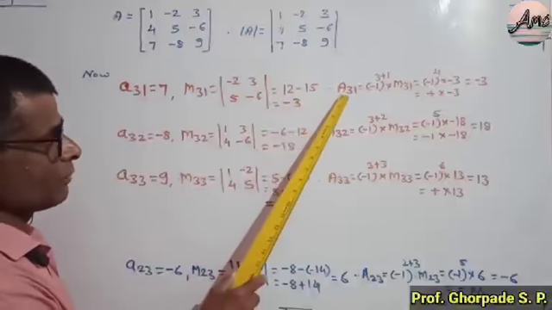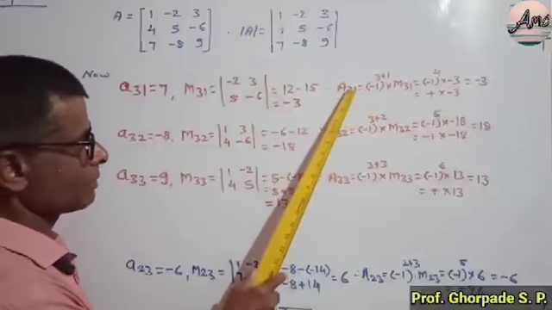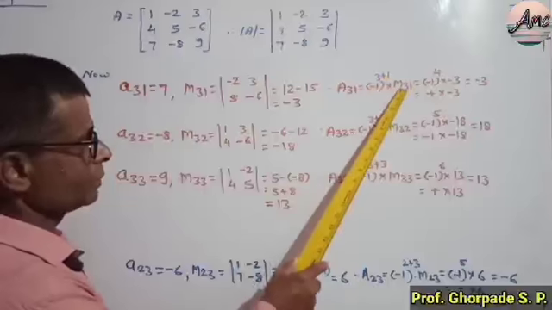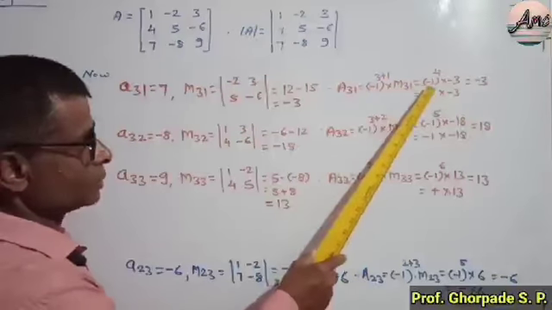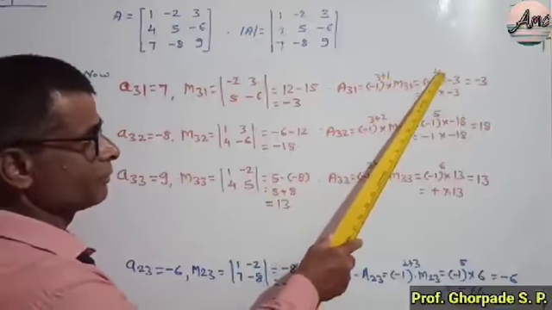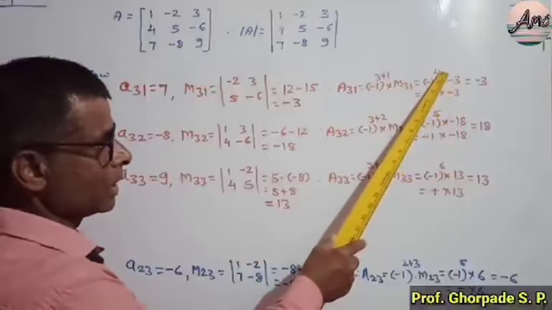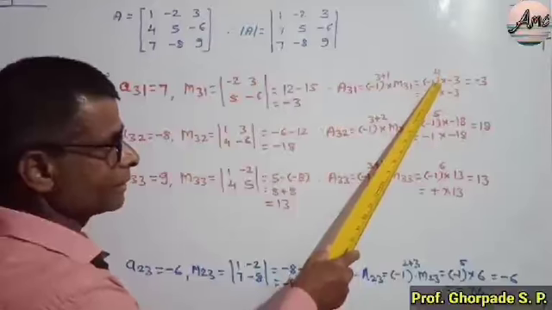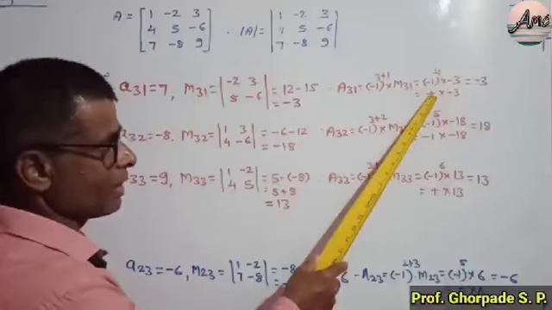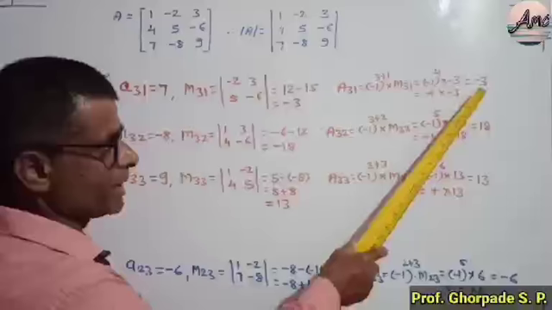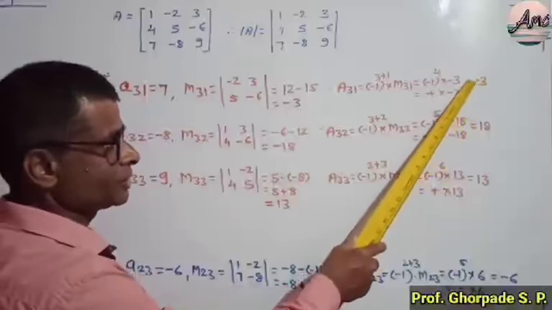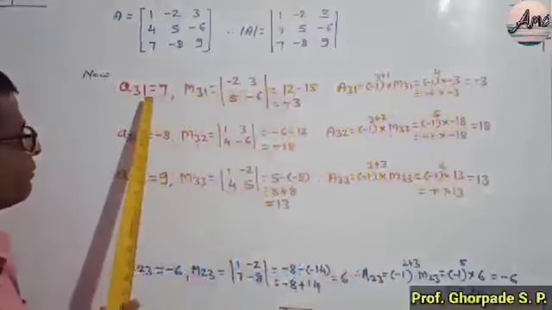Then its cofactor is given by A31, minus 1 to the power of row plus column, 3 plus 1, into its minor M31. So minus 1 to the power of 3 plus 1 is 4, into M31, which is minus 3. If the power of a negative term is even, you will get a positive value into minus 3. Plus into minus 3 is minus 3. This minus 3 is the cofactor of 7.